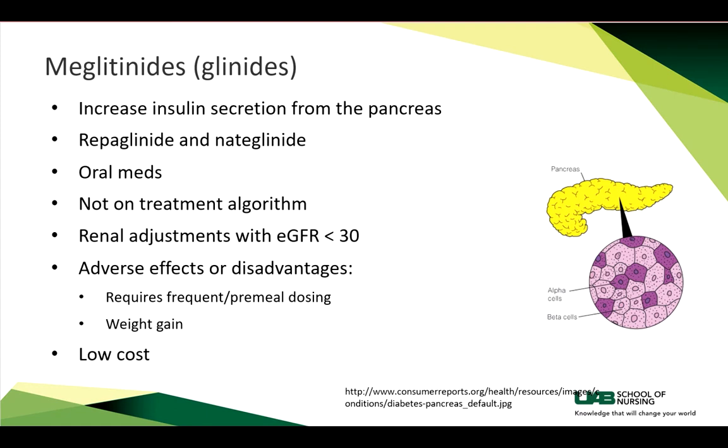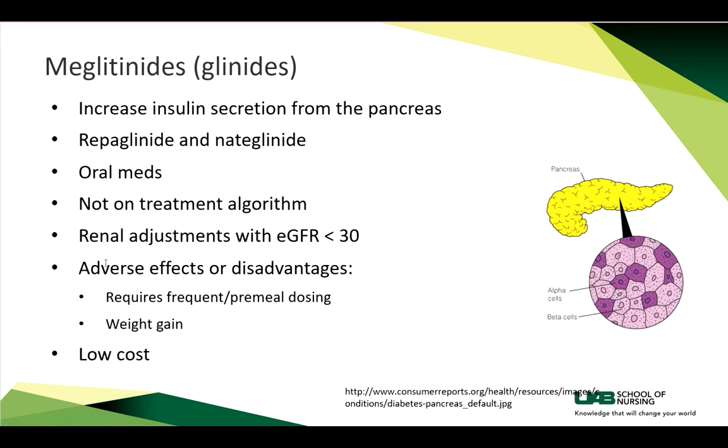These drugs increase insulin secretion from the pancreas. Repaglinide and nateglinide are oral medications. They are usually not on the treatment algorithm that we find in our diabetes care. They weren't found this year. And when I say the treatment algorithms, again, those are the treatment algorithms developed by a consensus panel from the American Diabetes Association and the American Association of Clinical Endocrinologists. Every year they provide standards of care and guidelines that we use. They are currently not on the treatment guidelines for the treatment of diabetes.